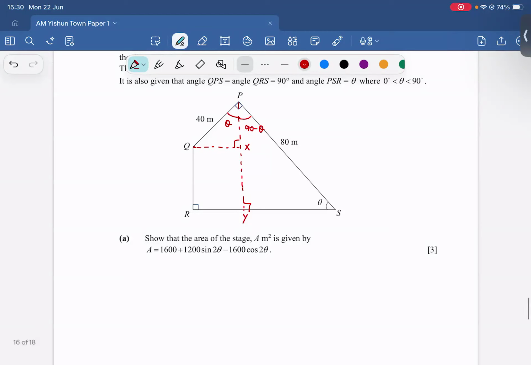I find what first? I find PY first. So sine theta equals PY over 80, so PY equals 80 sine theta. Next, I find YS. Cosine theta equals YS over 80, so YS equals 80 cos theta.